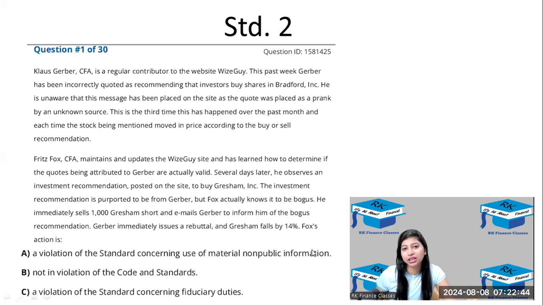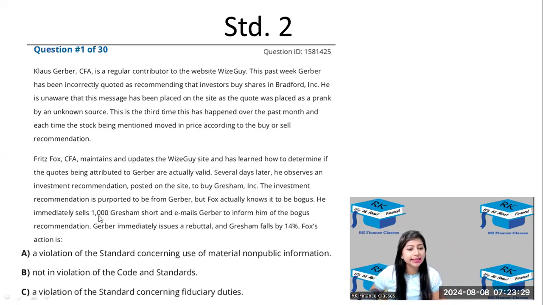How is this information material non-public? Because he is the only one aware that this recommendation is not coming from Gerber but from someone else. So only he knows. So this information is non-public. And why material? Because though the recommendation is posted by someone else, still the stock is moving in that direction. So there is a price impact. If the recommendation is buy, price is moving upwards. If the recommendation is sell, price is moving downward. So this information is material non-public information, and Fox is in a position of material non-public information. So he should not trade on that information.